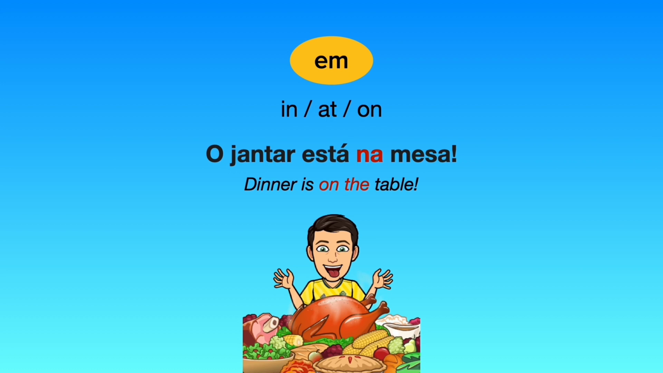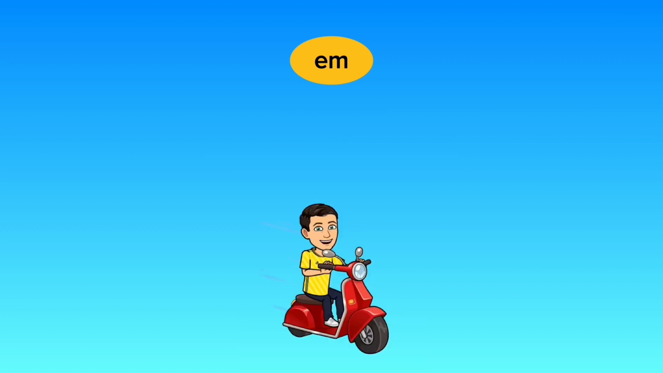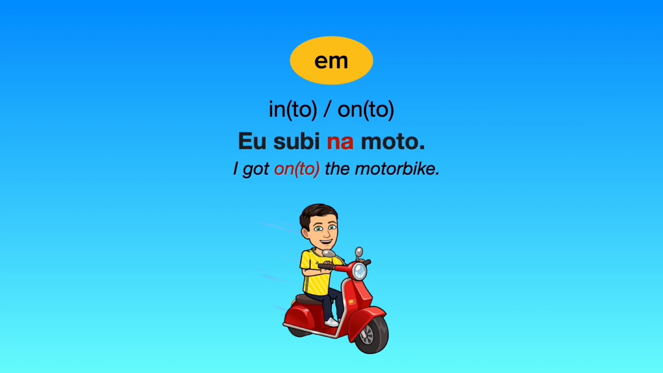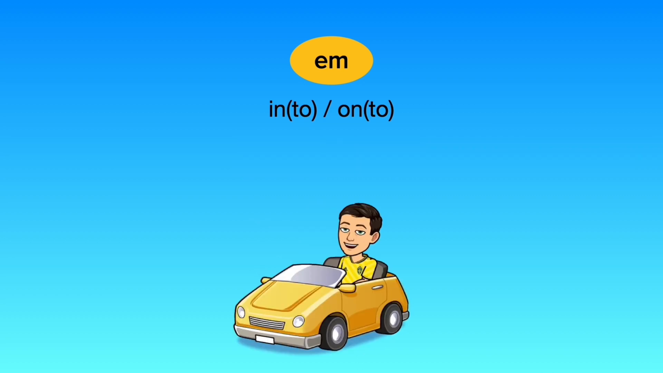Another example, o jantar está na mesa. So here the preposition em is translated as on. As a preposition of movement, em can be translated as into or onto. An example, eu subi na moto. Another example, entra no carro.